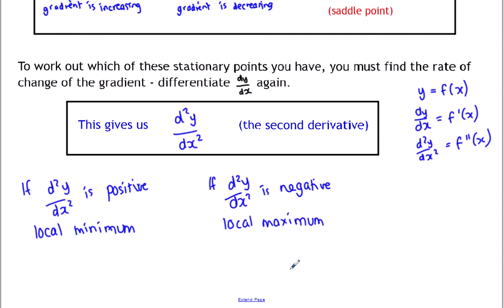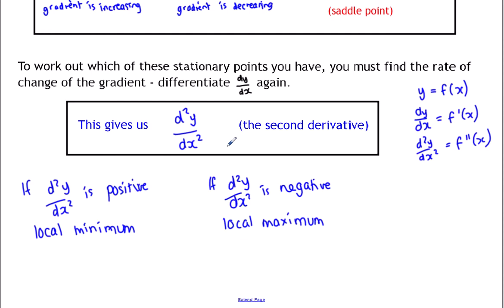If d squared y by dx squared is negative, that's a maximum point on a graph. If d squared y by dx squared is positive, you've found a minimum point on a graph. And the best way to go through this now is to do an example from scratch, finding the stationary points and then finding their nature.